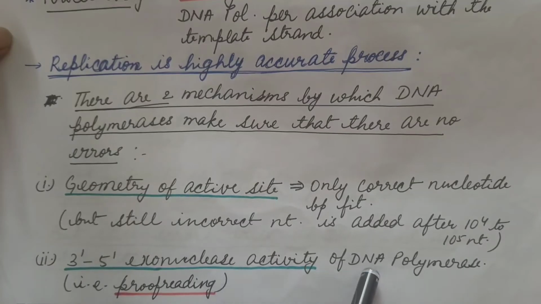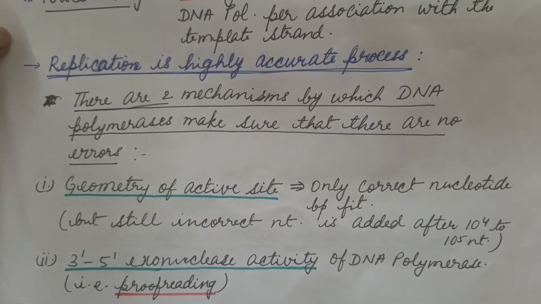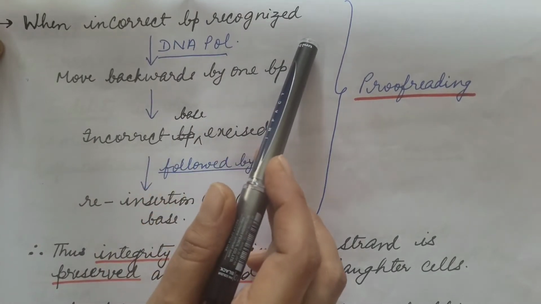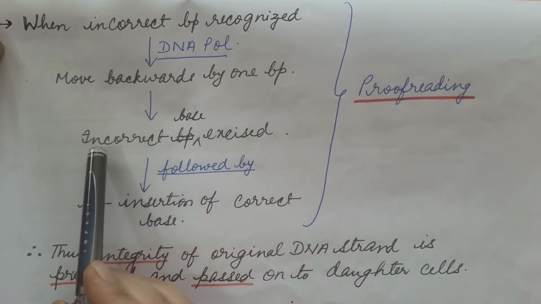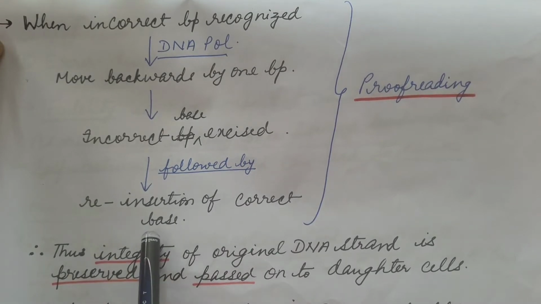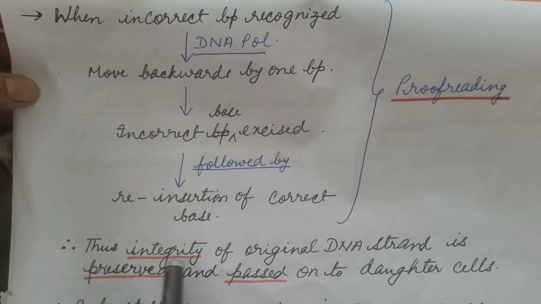The 3' to 5' exonuclease activity of DNA polymerase, which is known as proofreading, helps in the removal of any error if it is incorporated in the DNA. In this proofreading activity, when an incorrect base pair is recognized, DNA polymerase moves backwards by one base pair. The incorrect base is excised. This is followed by reinsertion of the correct base. This is known as proofreading. In this way, the integrity of the original DNA strand is preserved and it is passed on to daughter cells.